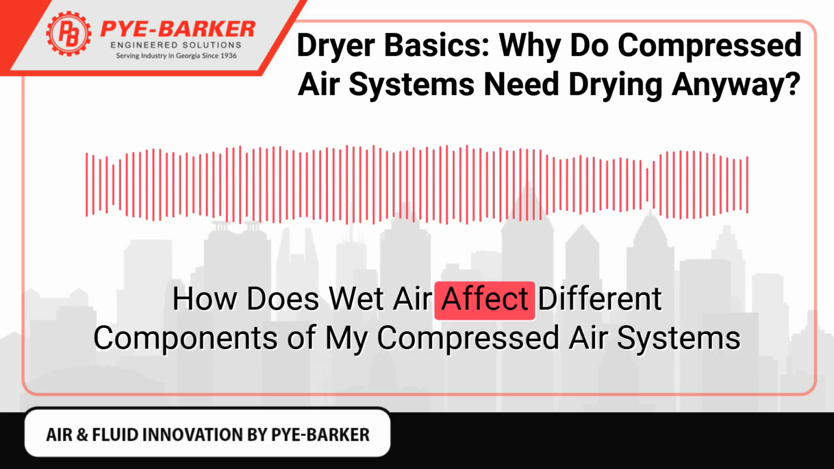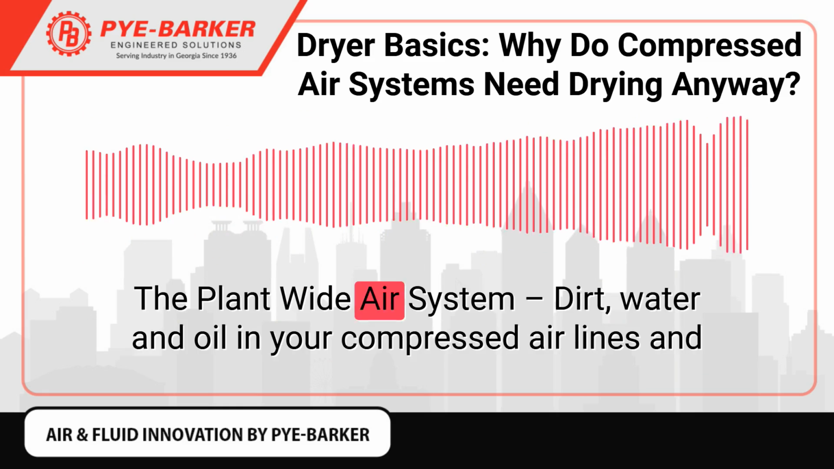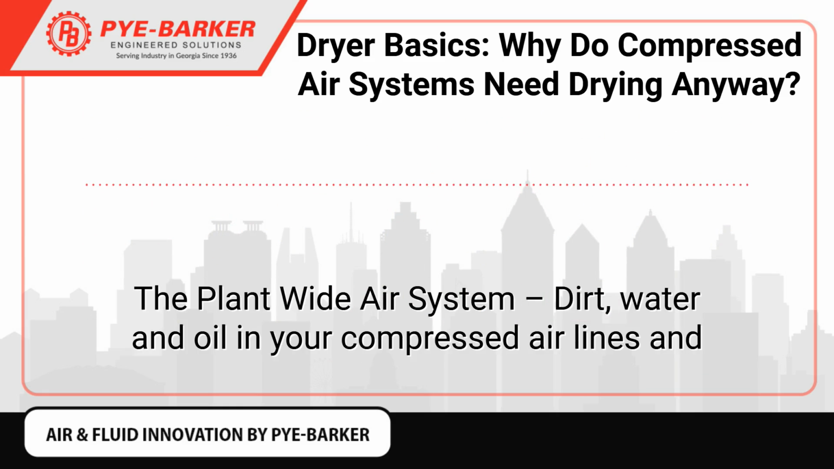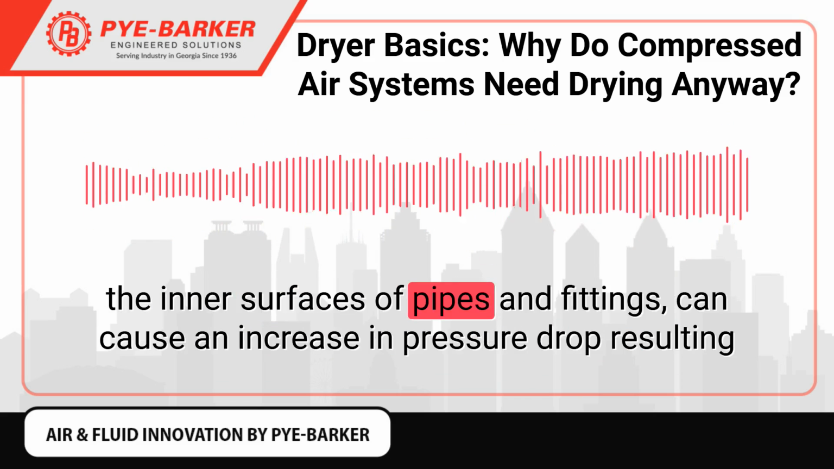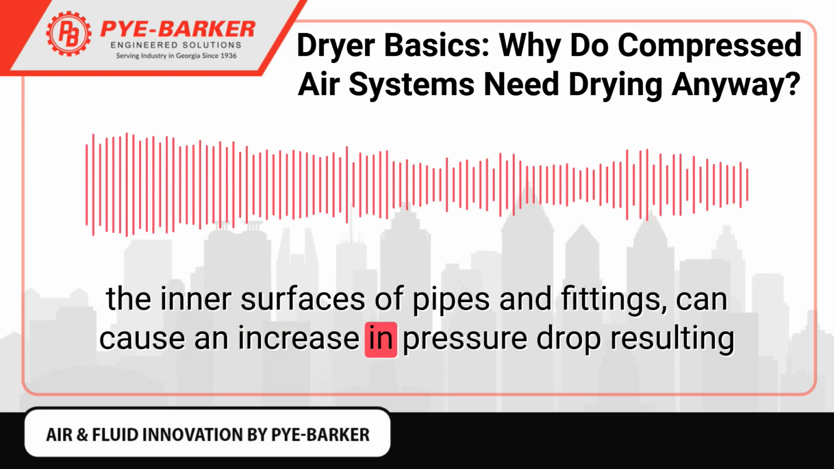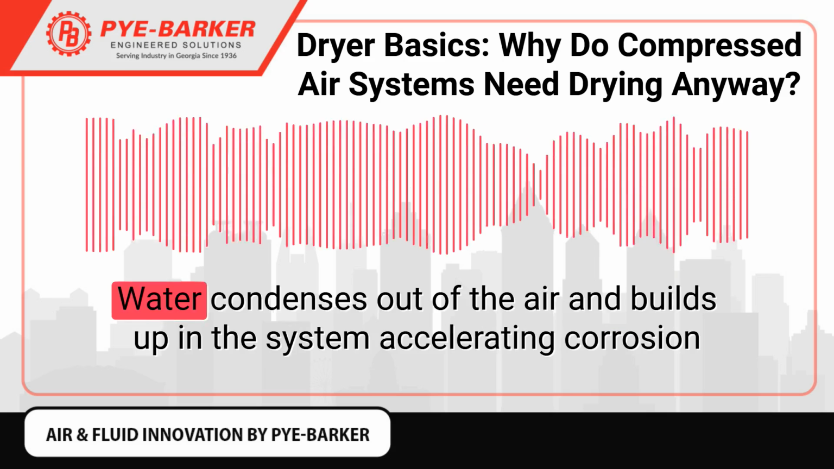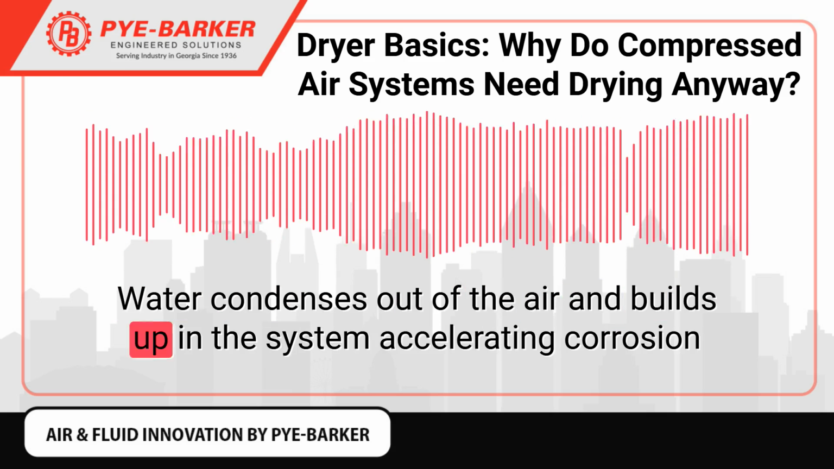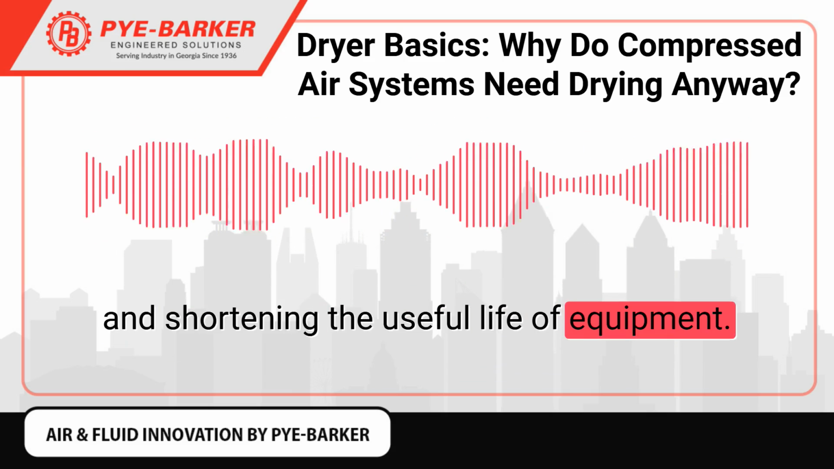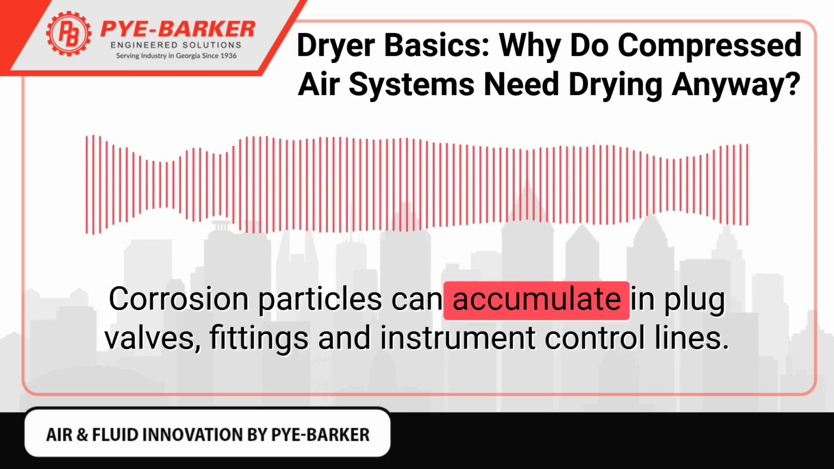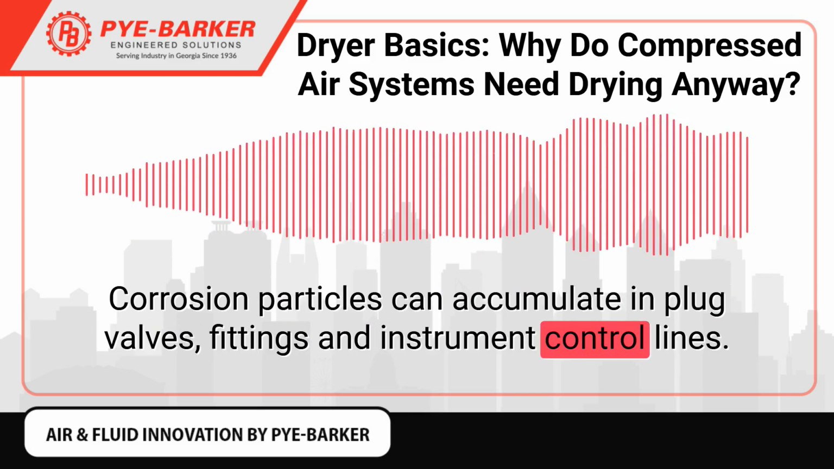How does wet air affect different components of my compressed air systems? The plant-wide air system. Dirt, water, and oil in your compressed air lines and the inner surfaces of pipes and fittings can cause an increase in pressure drop, resulting in reduced efficiency and higher costs. Water condenses out of the air and builds up in the system, accelerating corrosion and shortening the useful life of equipment. Corrosion particles can accumulate in plug valves, fittings, and instrument control lines.